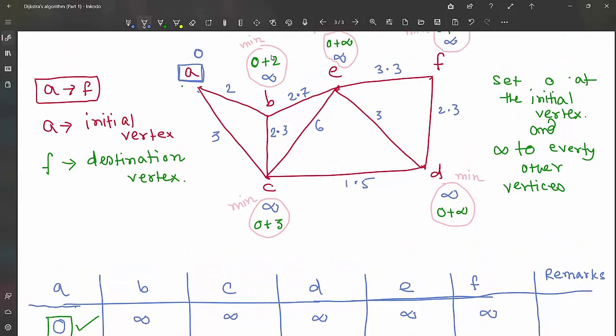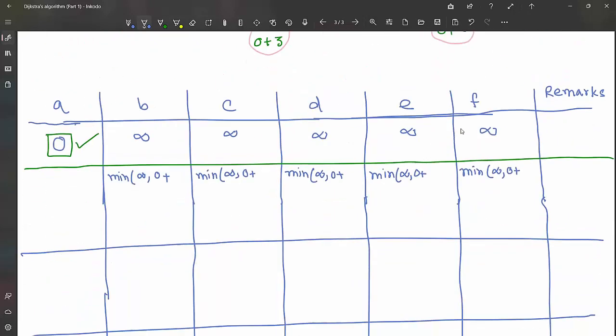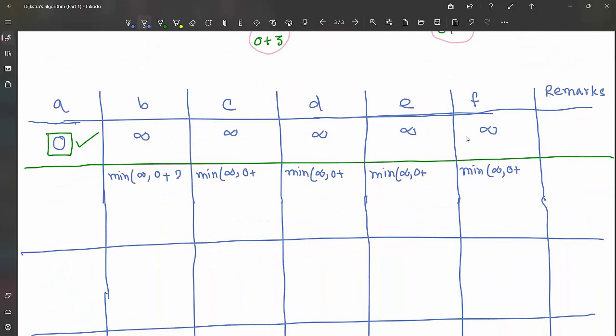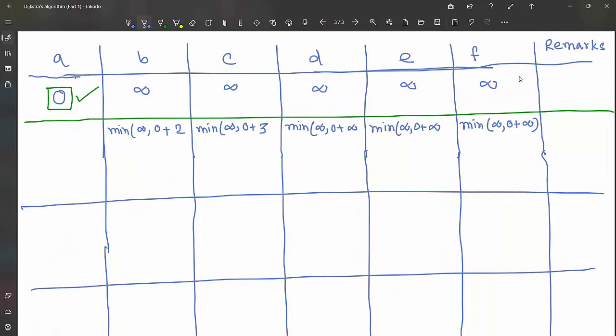That means here you can see that we have set this 0 plus 2, this 0 plus 3, this 0 plus infinity. For B it will be 0 plus 2, for C it will be 0 plus 3, for D it will be 0 plus infinity, for E it will be 0 plus infinity, and for F it will also be 0 plus infinity. After that, we will take the minimum value of this. And what is the minimum value? Here the minimum value is 2. Here the minimum value is 3. Here the minimum value is infinity. Here also infinity, and here also infinity.